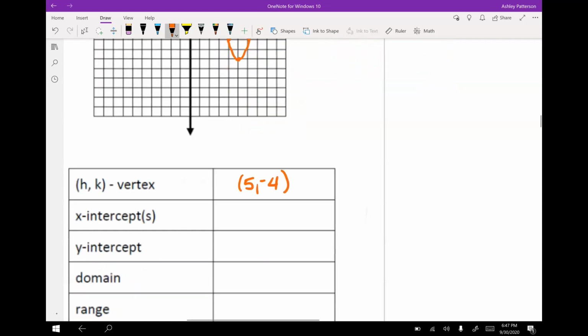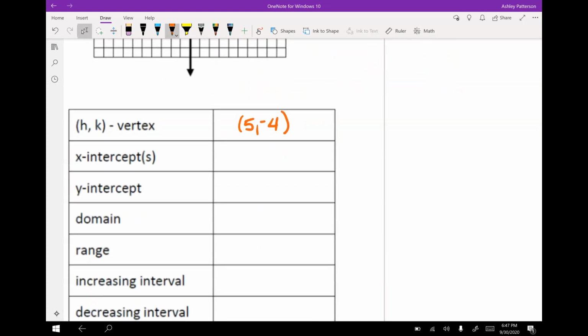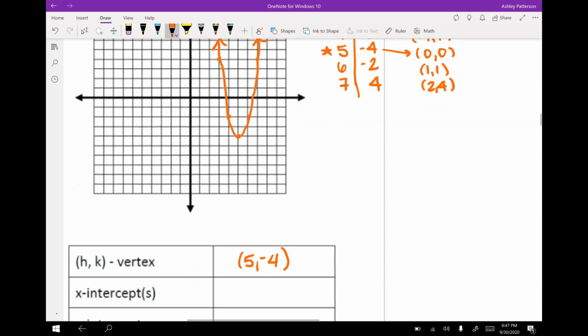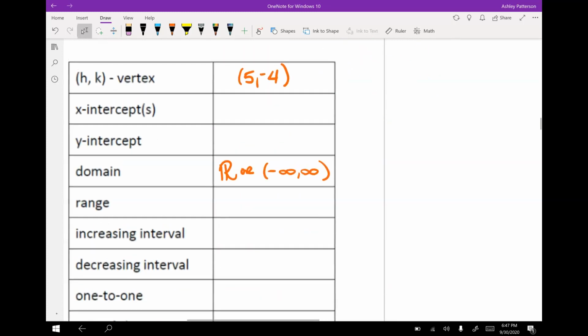The domain is all real numbers because, again, there aren't any restrictions on what I can plug into the function, so I could also put -infinity to positive infinity. This parabola also opens up like the parent function, so I'm going to say that the range starts at the k value, so y is greater than or equal to -4, or we can say -4 inclusive to infinity.